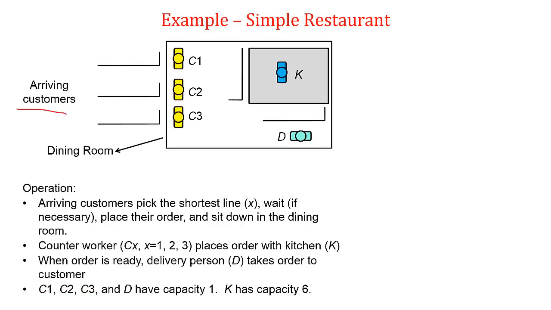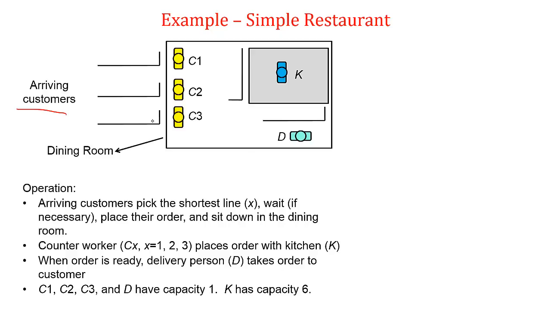We have arriving customers, and when a customer walks in the door, the customer sees 3 lines, and the customer chooses the shortest line. When they get in the line, then they wait, and when the corresponding clerk is available, or cashier, I'm sorry, we have 3 cashiers. When the cashier is available, the cashier takes the customer's order. Then the cashier puts the order into the kitchen. And so the kitchen has a queue of orders waiting to be cooked. When the order is finished, it goes to a delivery person, and there's a delivery person queue, and the food is delivered to the customer.